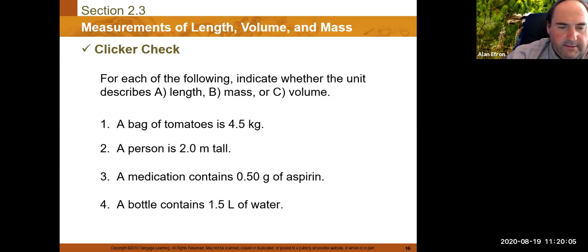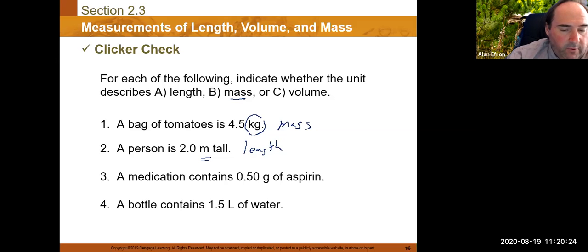Okay, so let's take a look here. We've got a bag of tomatoes that is 4.5 kilograms. So again, kilograms is our mass. A person is 2.0 meters. So meters is a unit of length.